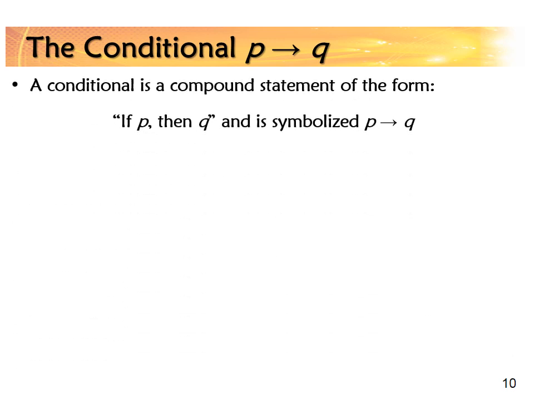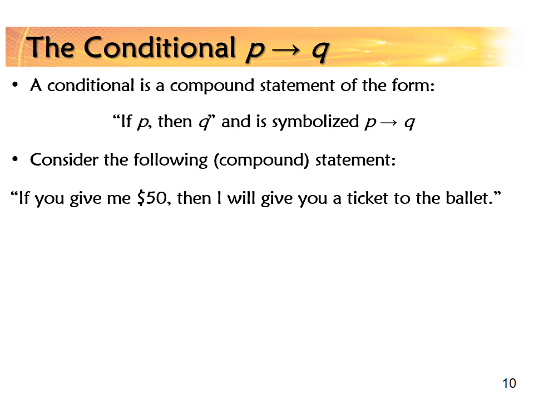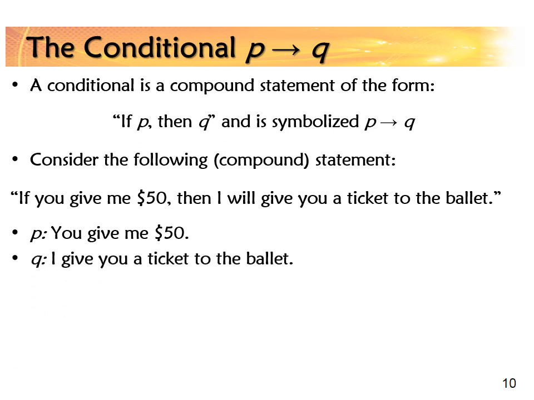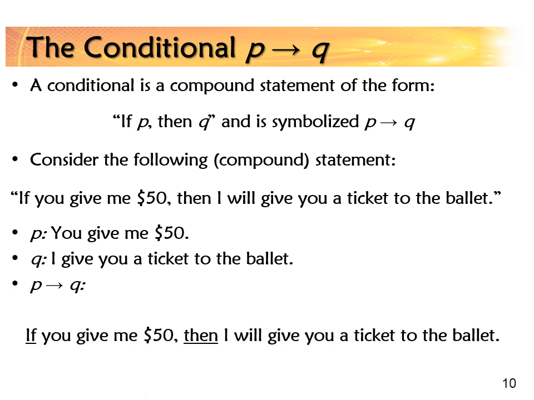So remember, a conditional statement is "if P, then Q," and P arrow Q is how we symbolize it. If you give me $50, then I will give you a ticket to the ballet. So P is you give me $50, and Q is I give you a ticket to the ballet. Those are the 2 possibilities here.